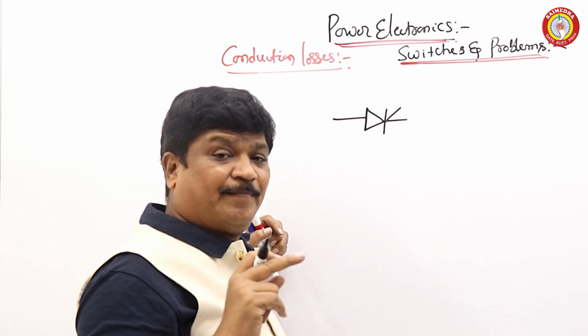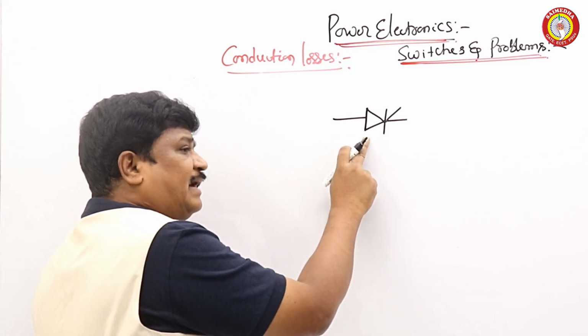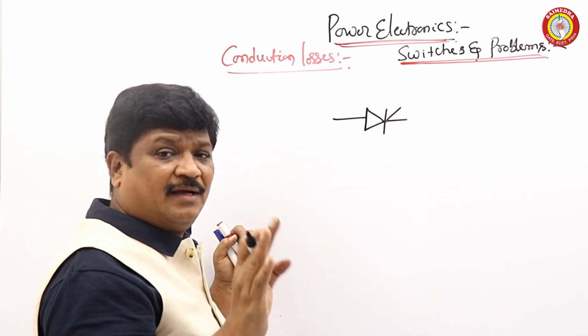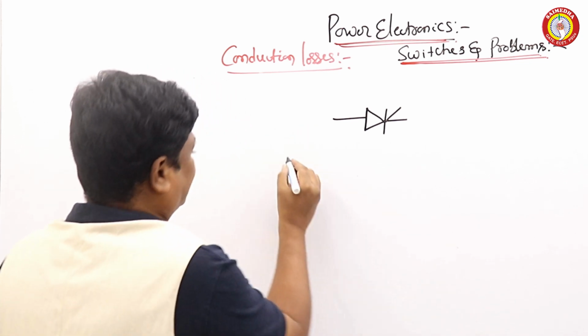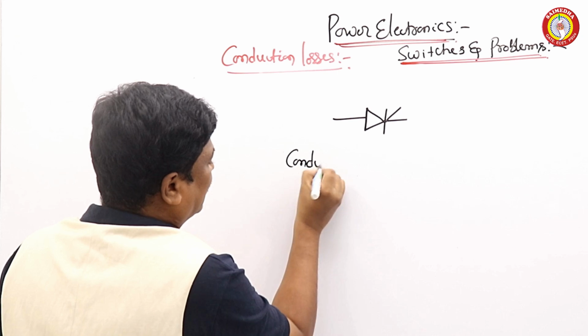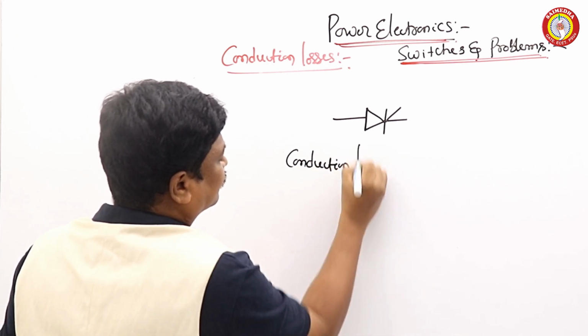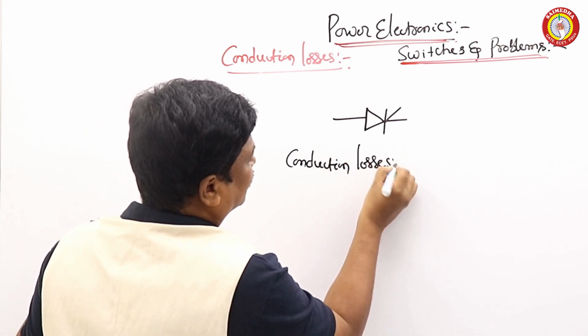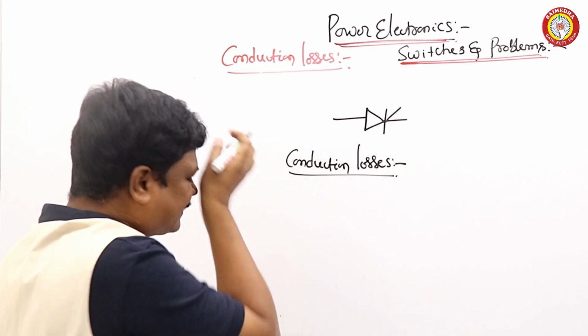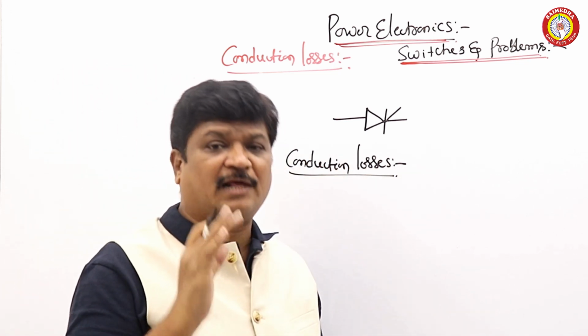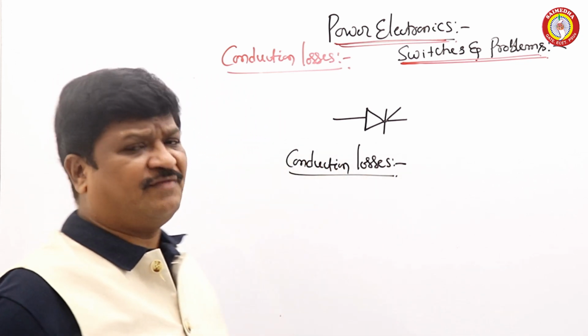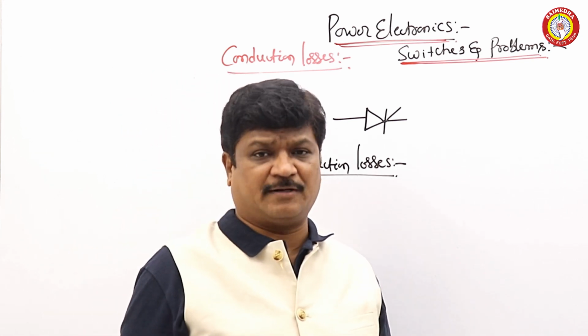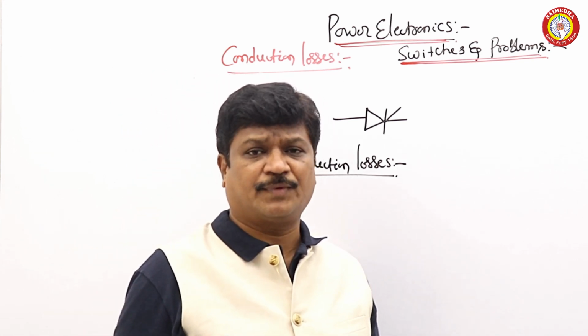Now what happened here? The power electronic device is in conduction. It contributes some conduction losses. The device offers the conduction losses. Sir, how to calculate the conduction losses? This is a very important topic in your exam.